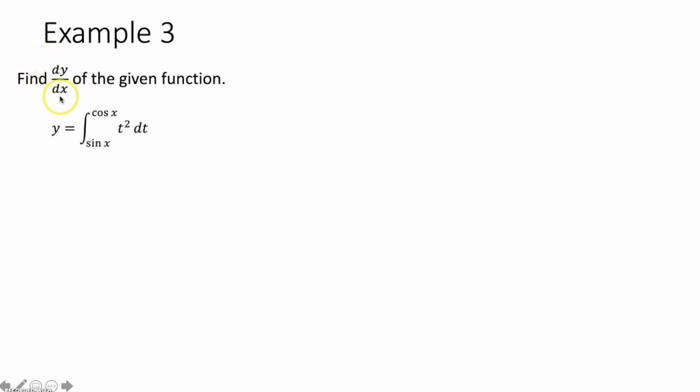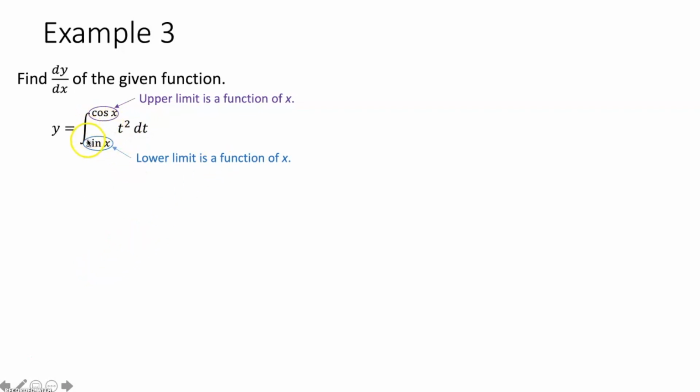Now example 3 says find dy dx of the given function. So we again have y is equal to a definite integral. The only difference this time is we now have a function in terms of x in our lower limit of integration and in our upper limit of integration. So what do we do when this happens? Well, I'm going to show you how to solve problems like this, and it's actually pretty easy. But first I'm going to show you why it works.